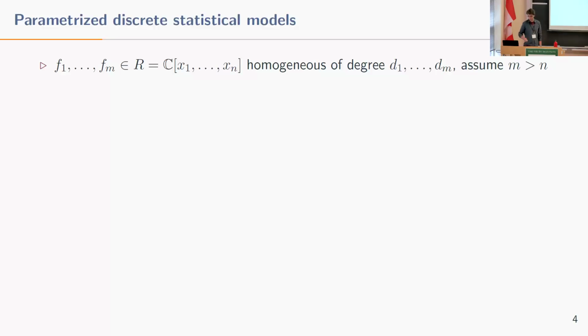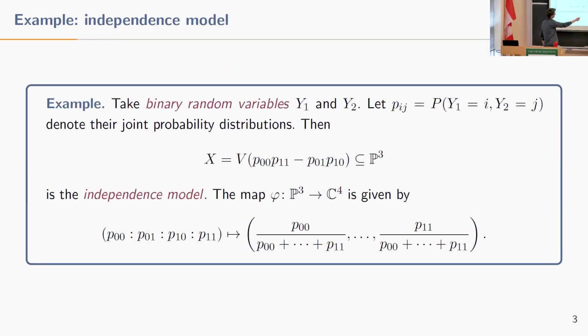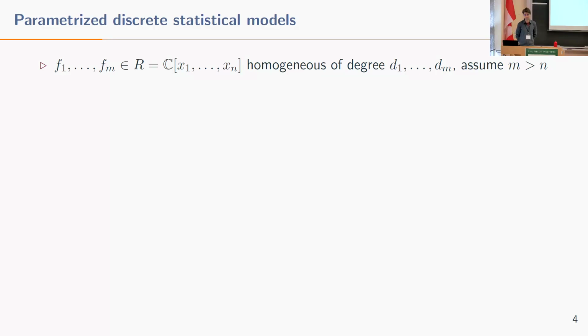So here in this example, this variety was given implicitly. In this talk, I want to focus on parameterized discrete statistical models. So I will fix, throughout the talk, m homogeneous polynomials, f1 through fm, in n variables, and I denote this polynomial ring by R. They are of degree d1 up to dm. And I have this slightly technical assumption that m is larger than n. This makes the complement of the union of all these hypersurfaces a very affine variety. But you maybe don't need to worry about this too much.